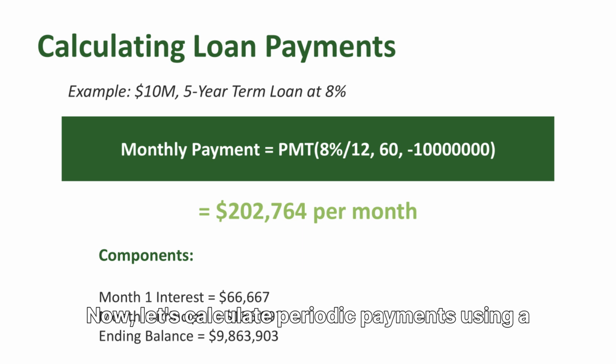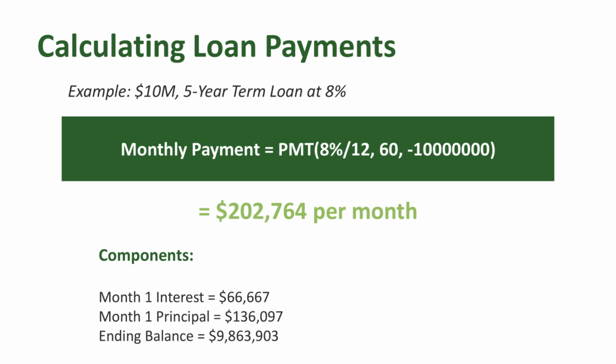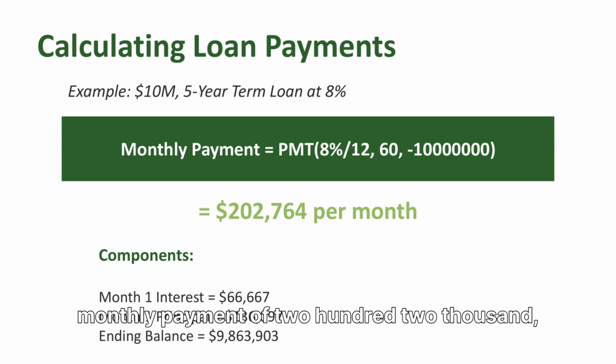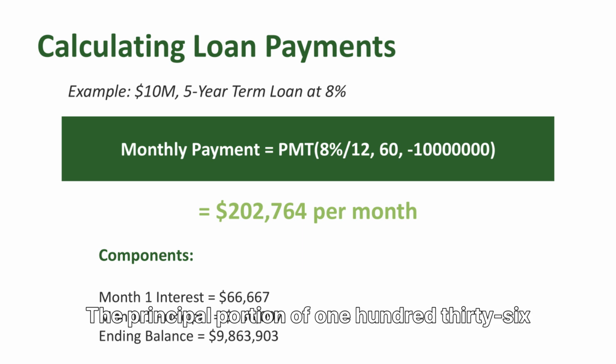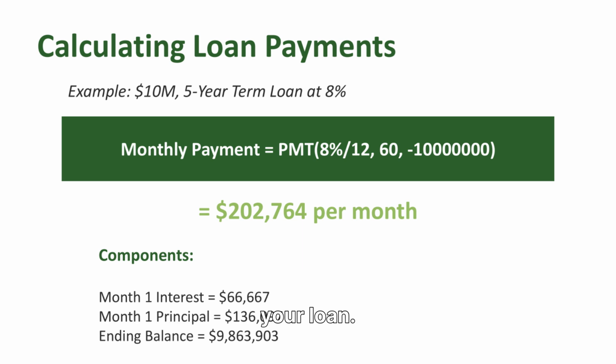Now let's calculate periodic payments using a $10 million 5-year term loan at 8% interest. Using Excel's PMT function, we calculate a monthly payment of $202,764. The payment is split into interest and principal. In month 1, interest accounts for over $66,000. The principal portion of $136,000 reduces the ending balance of your loan.